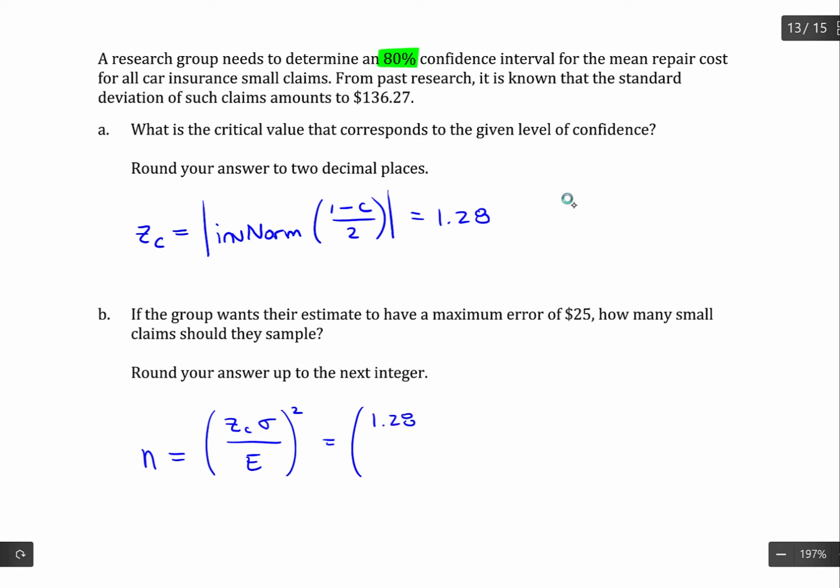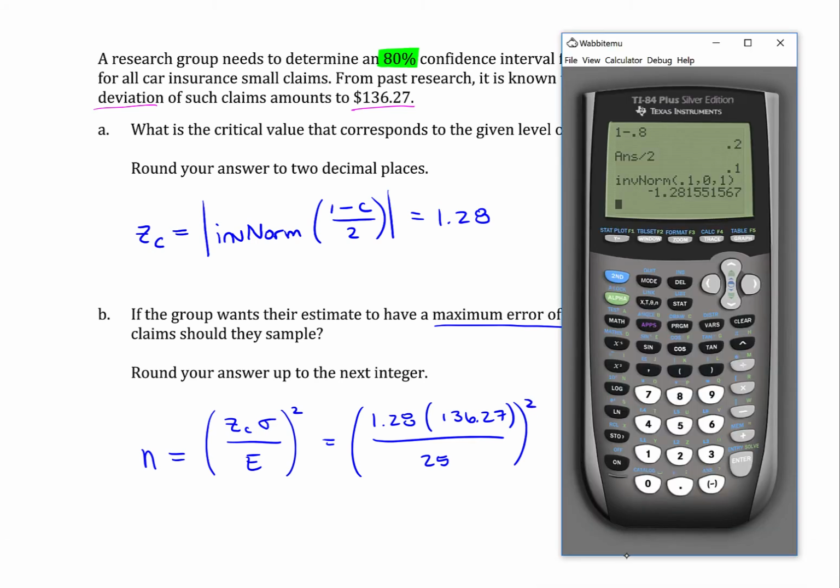So we're going to take 1.28 times the standard deviation. The standard deviation was given as 136.27. And then you divide by the margin of error. Well, we want a maximum error of $25. So that's the margin of error in this case. And then we square.